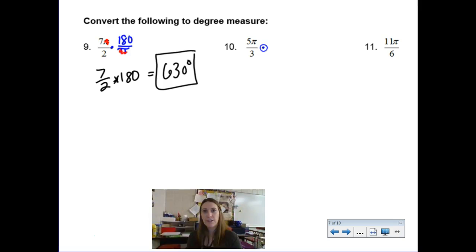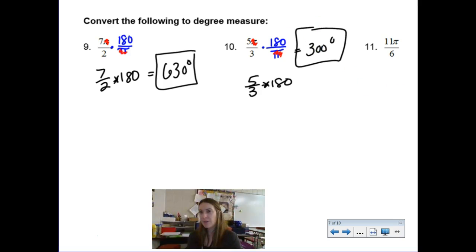All right, same thing here. I want to get rid of the pi, so multiply by 180 over pi. Pi's are gone. And you're typing 5/3 times 180. And you get, what, 300? Yeah?